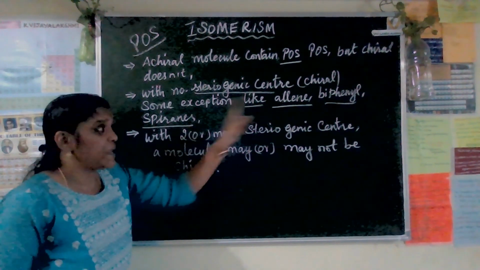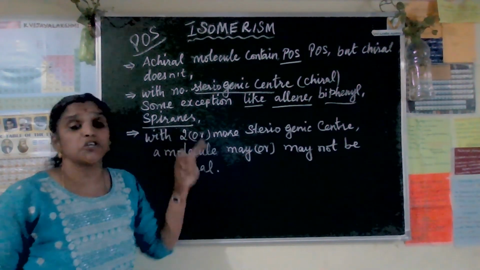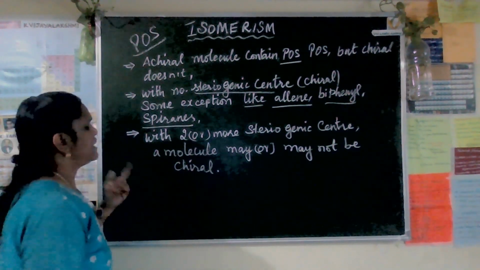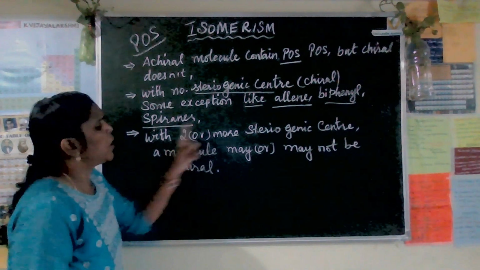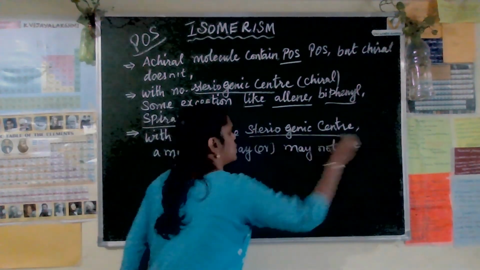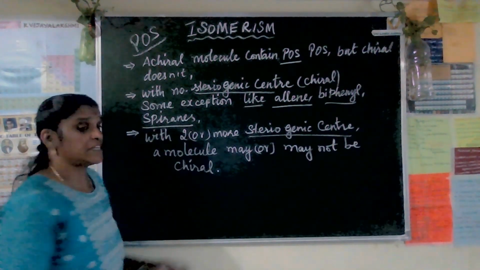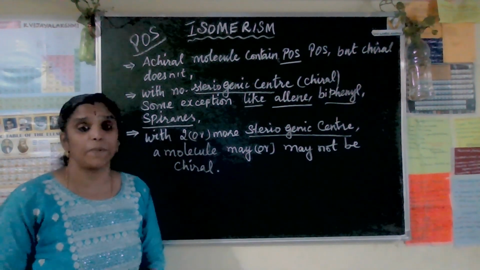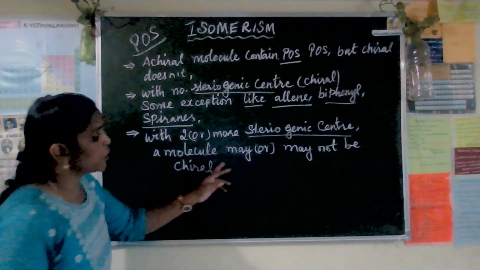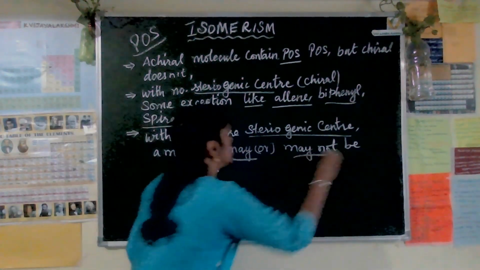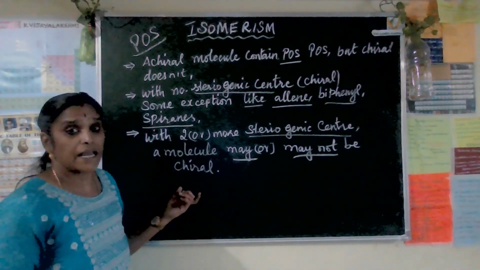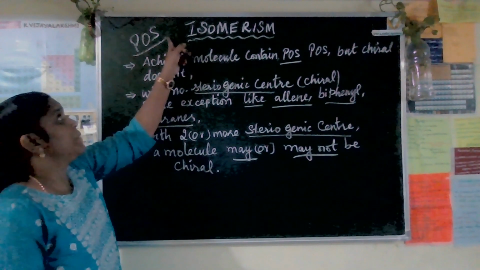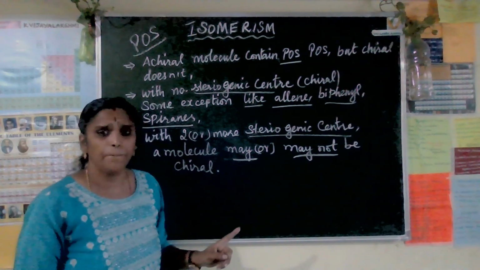So in this place, these are the exceptions for that: POS, plane of symmetry. And next one, with two or more stereogenic centers, more than one chiral atom is available, more than one chiral carbon is available. That means a molecule may or may not be chiral. We cannot say; it may or may not be POS.